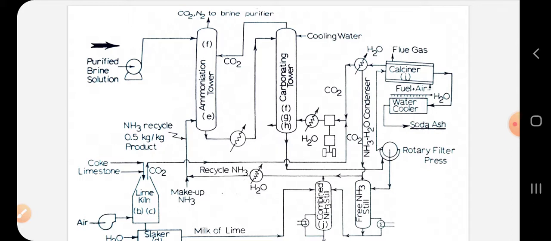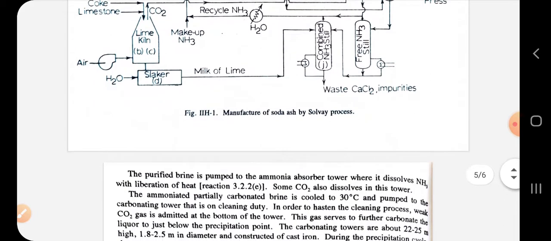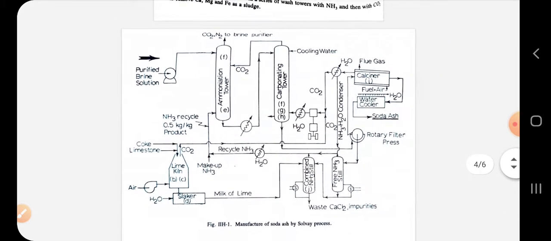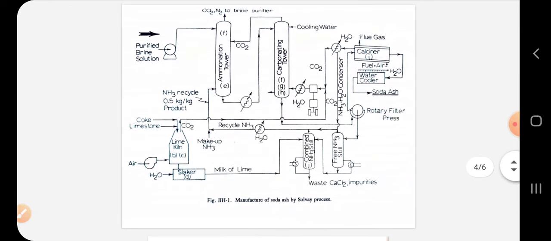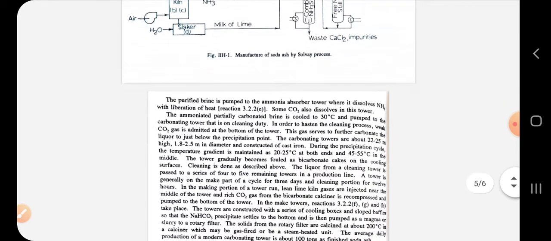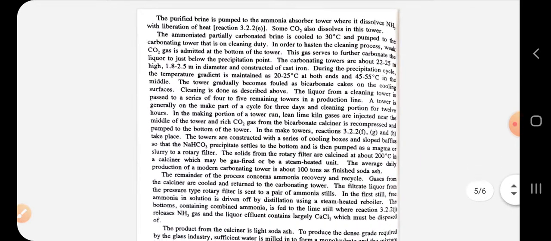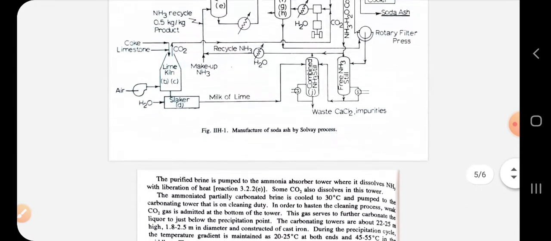And the product is light soda ash. In order to get the denser grade as required in the glass industry, water is mixed in to form a monohydrate, and the mixture is again calcinated, and then the soda ash obtained is of denser grade. So this is the Solvay process for manufacturing soda ash, sodium carbonate or washing soda. This is a detailed process description of the above flow sheet.